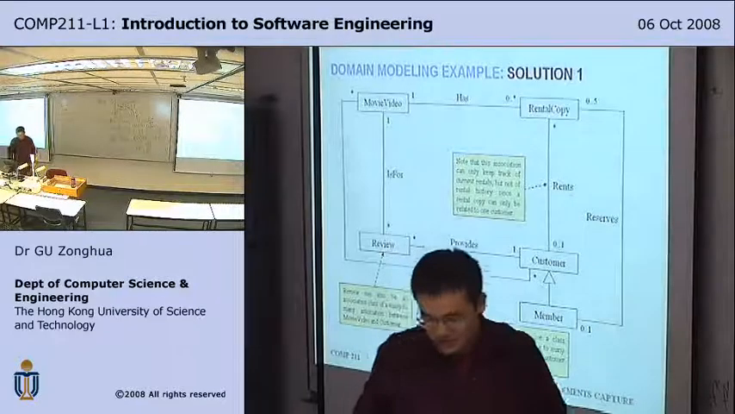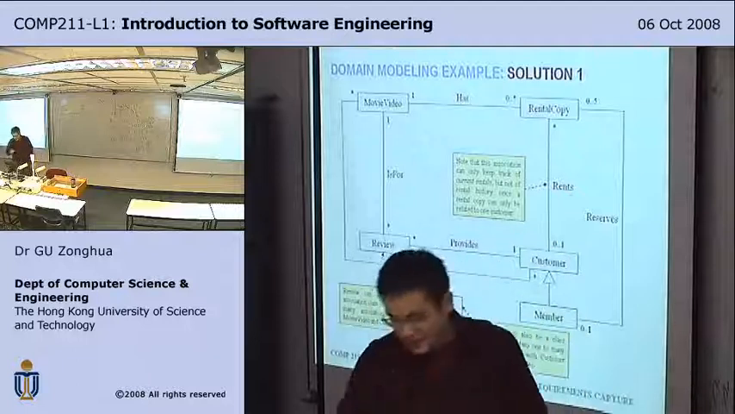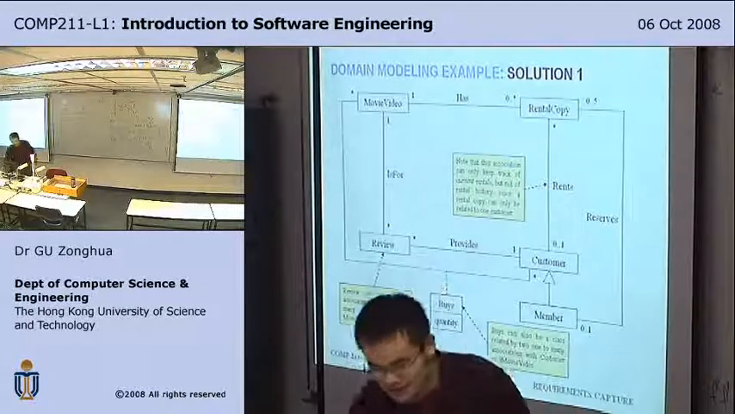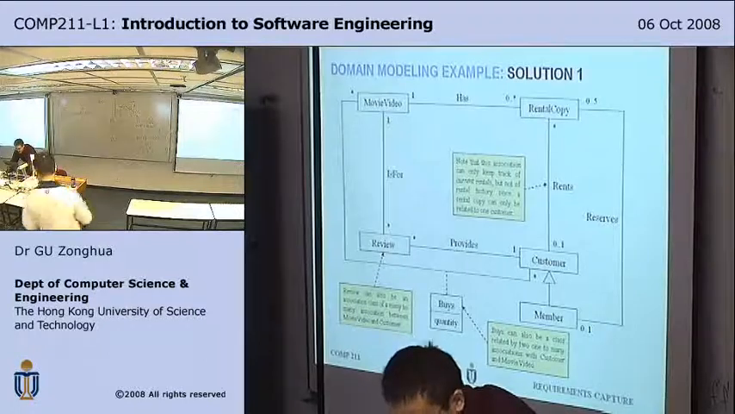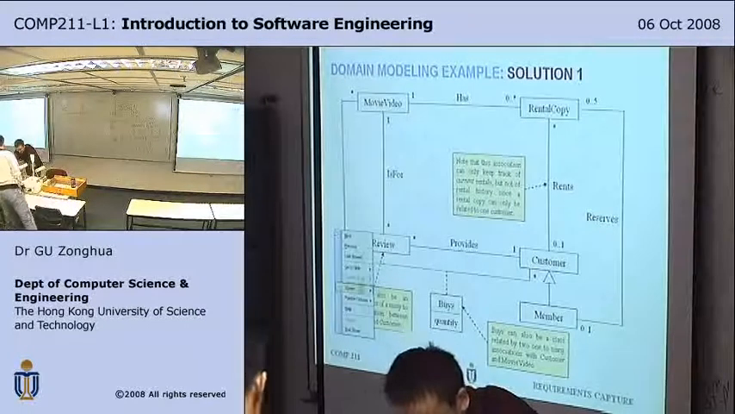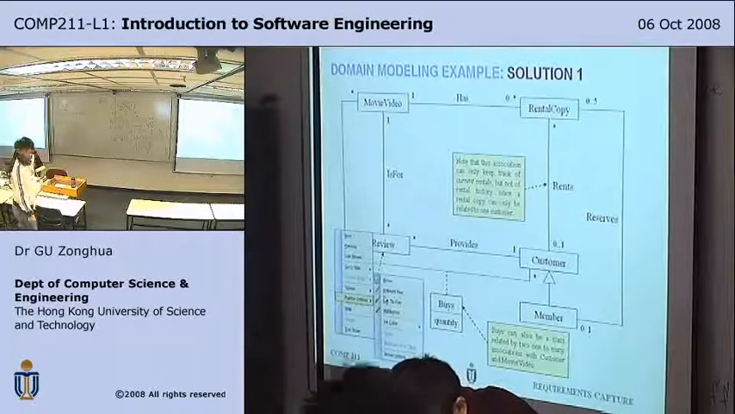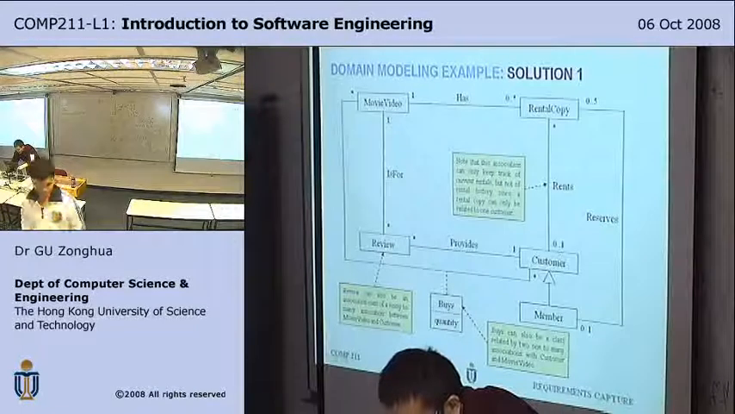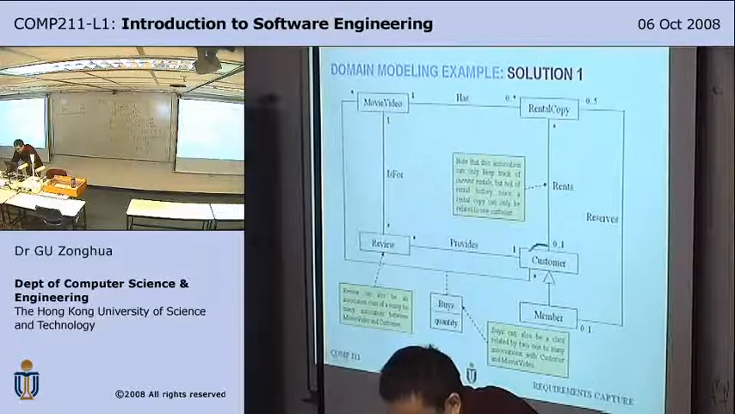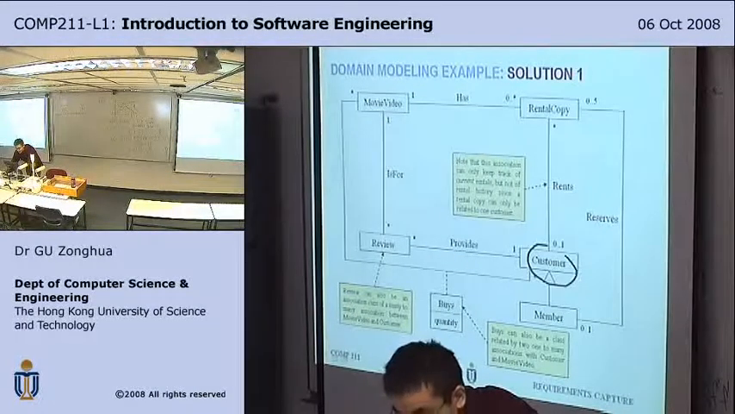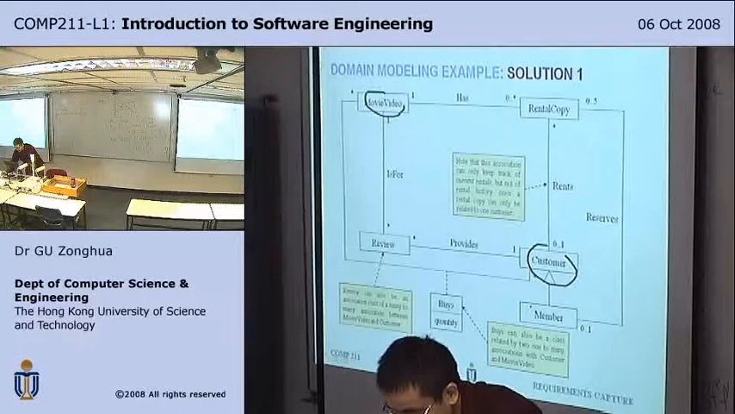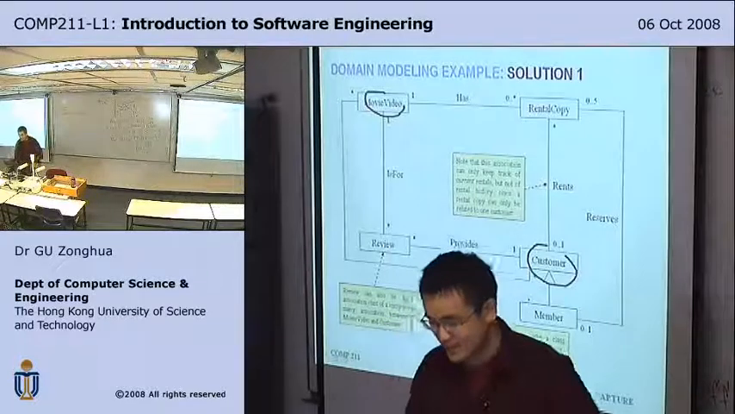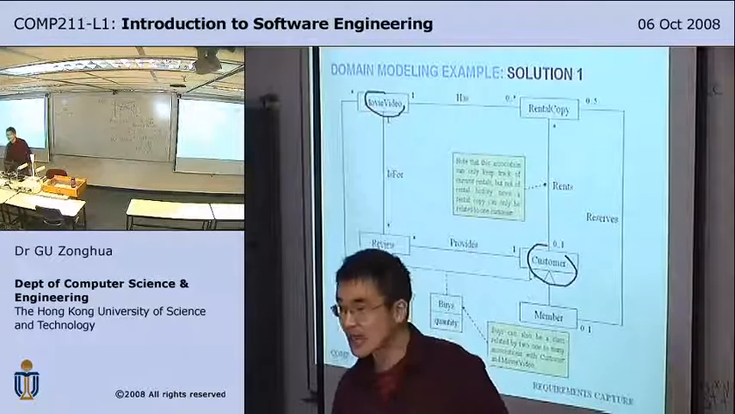So the domain model from last time, here's the answer. The classes are customer, movie video, and member, who is a special customer because he can make reservations of videos while a regular customer cannot.